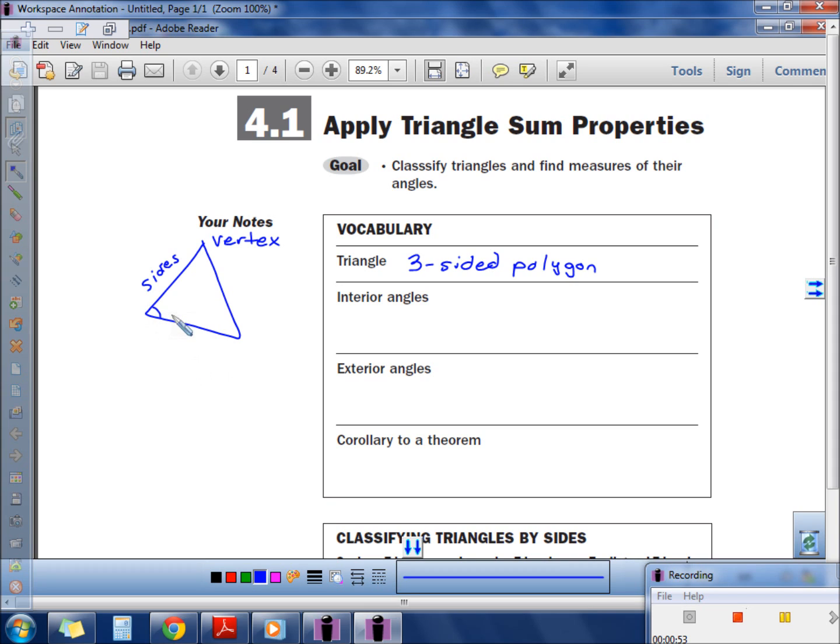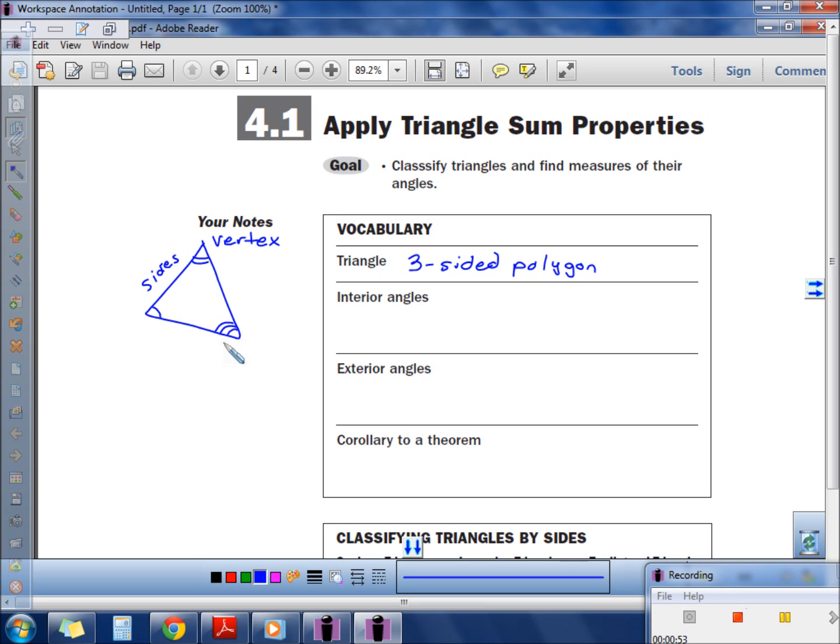This one I'm putting 1 angle mark. This one I'm doing 2. This one I'm doing 3. I'm making them different because I don't know how big the angles are. I just know I drew them and they are not all congruent. So I drew them with different angle marks.